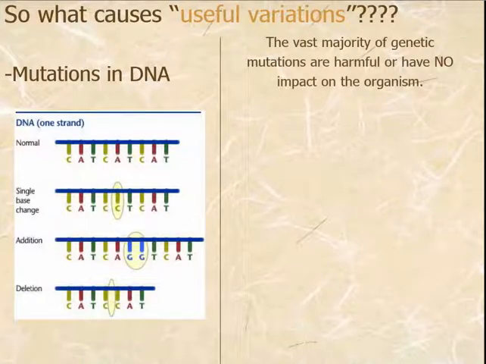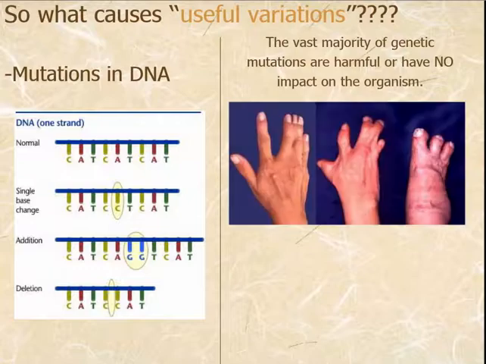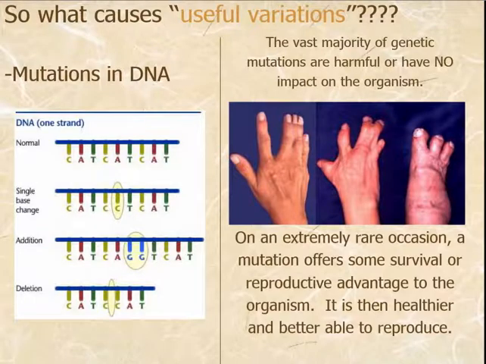But what's important to understand is the vast majority of genetic mutations are harmful, or they simply have no impact on the organism whatsoever. If the mutations happen in the so-called junk DNA, there may be no physical manifestations of that mutation. The majority of the time, mutations are either harmless or harmful. It's very rare, however, that there might be a mutation that offers some sort of survival or reproductive advantage to the organism. When that happens, that animal or that plant is then healthier and better able to reproduce, and then they leave behind that genetic variation.